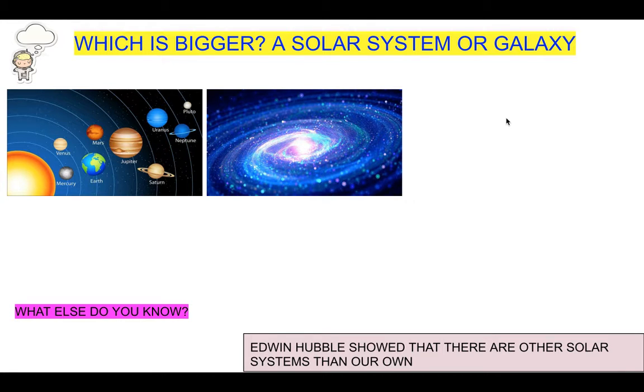So the universe effectively is everything. We'll look at the Big Bang Theory, but the universe is everything, okay? And underneath the universe, you have many galaxies. So we're talking about thousands of galaxies here, and this is representing a galaxy.